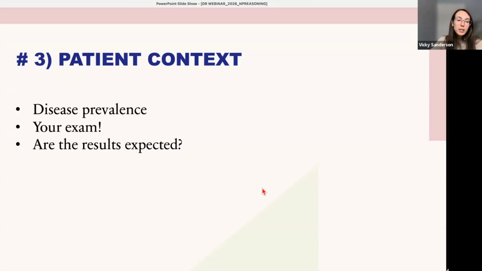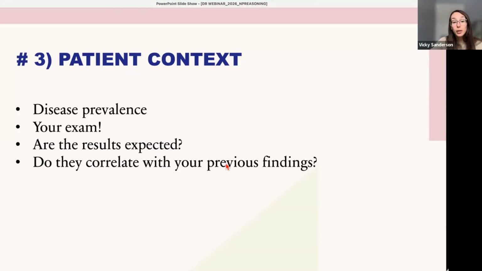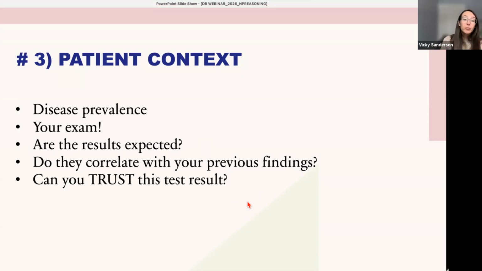Are the results expected, right? What was your pretest probability? If it was really high for a disease and then the test is negative, you have to weigh whether this is a false negative or not based on what you expected and what your initial pretest probability was. And again, do they correlate with the previous test results? And essentially, can you trust this test result? What are those test characteristics? Does it have a strong sensitivity or specificity or predictive values, or is it a pretty weak test for this disease?